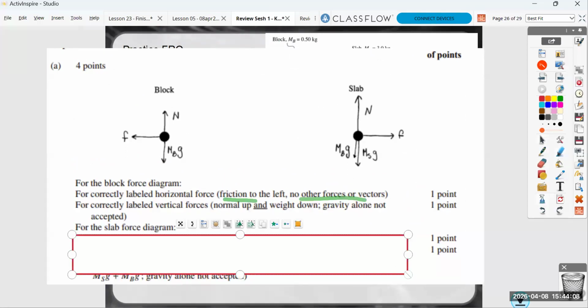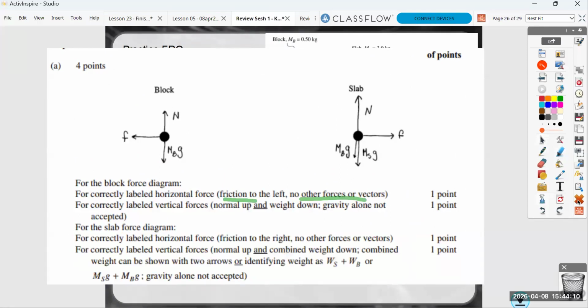For the slab force diagram, a point for correctly labeled horizontal force and a point for correctly labeled vertical forces. They were in fact fine with you drawing one vector down if you somehow indicated that it was the combined weight of the two objects. But I think it's safer just to draw 2 vectors and move on. I'm just wondering, on the slab, when you're having the weight of the block on the slab, would it be okay to write that as the normal force on the block? Or would you have to say it's specifically the mg or weight? Oh, for this one? Yeah. You can write it either way.